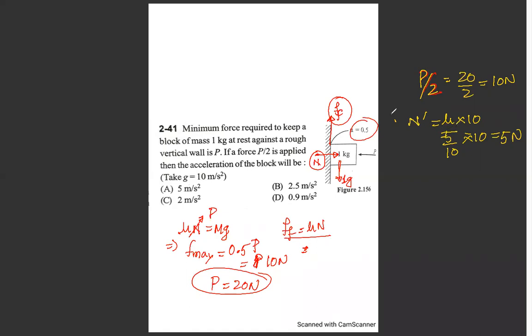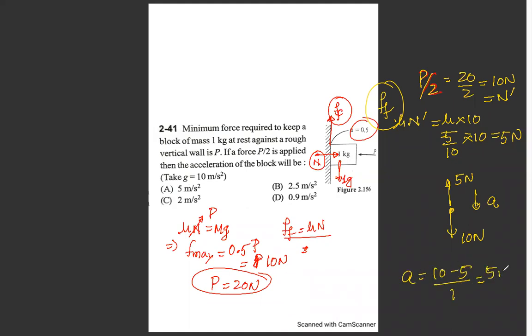So we got the frictional force as 5 Newton. If you draw the free body diagram, how much force is here? 10 Newton. Friction is 5 Newton. Now the block will slide. So the acceleration is 10 minus 5 divided by 1, that is equal to 5 meter per second square. So this is the answer to the question.